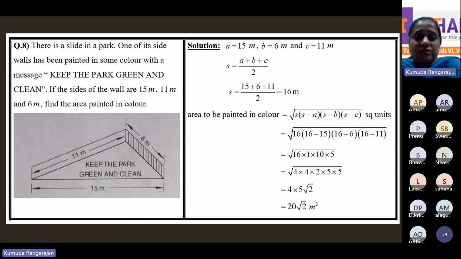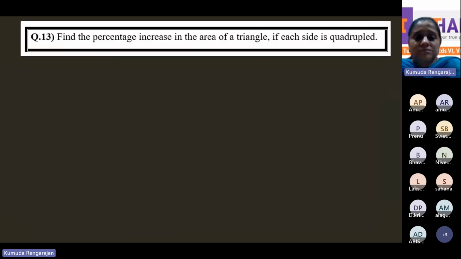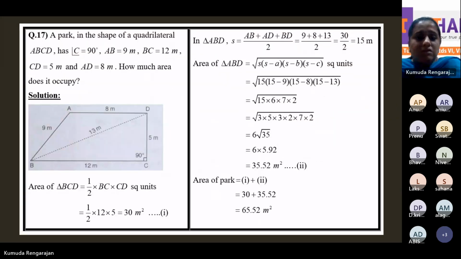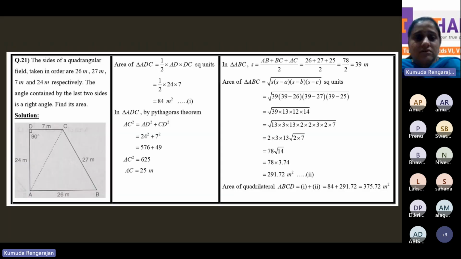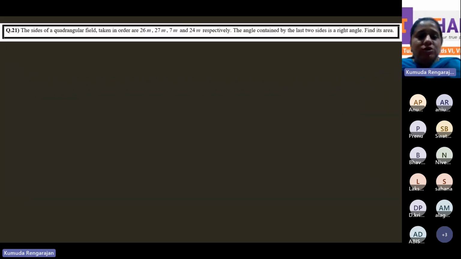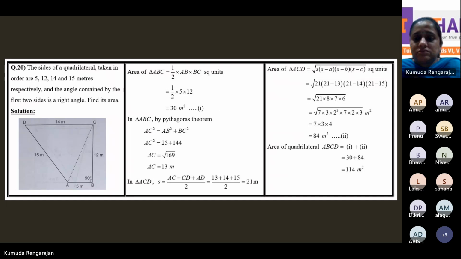Okay, now continuing with Heron's formula. I remember we finished all this. This one I'm not sure. Yeah, I think we finished this one.